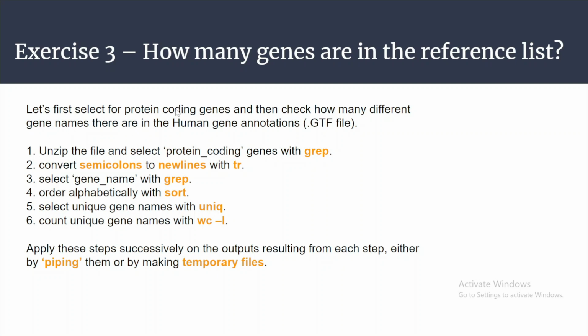Then I want to fetch all the protein coding regions or genes using a grep command. Now I want to convert all the semicolons in each row into new lines. Then the next target is to select all the gene names, and see how many genes have these protein coding regions. And then I can sort, meaning we can sort in alphabetical order, find how many unique genes we have in that particular annotation file, and then count those things.